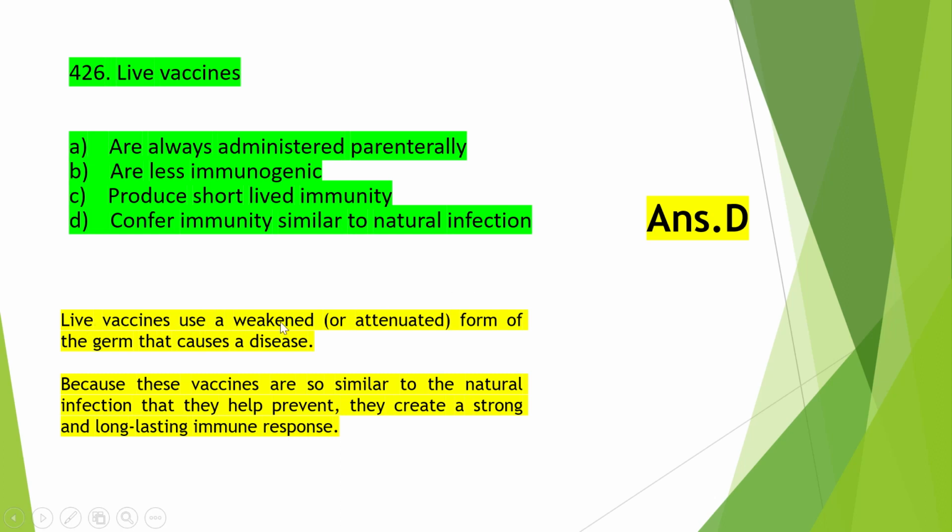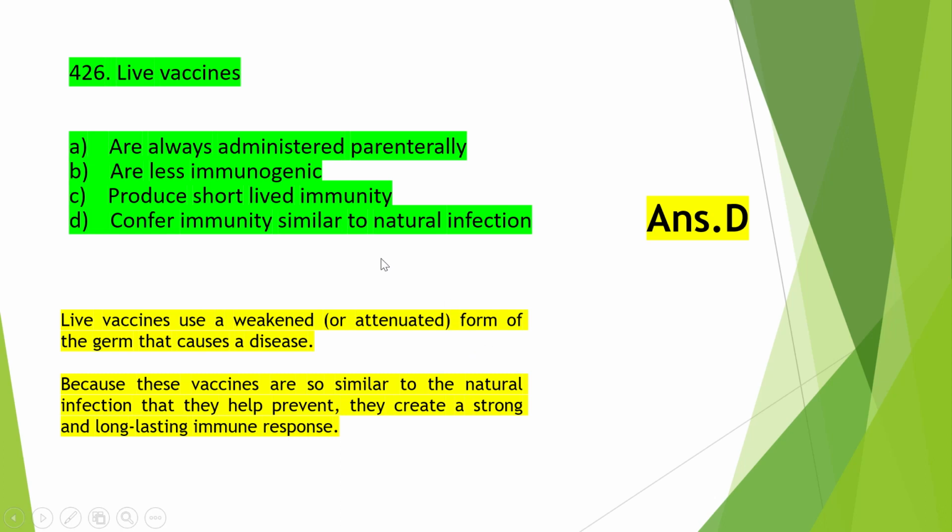Live vaccines use a weakened or attenuated form of the germ that causes a disease. Because these vaccines are so similar to the natural infection that they help prevent, they create a strong and long lasting immune response. Basically in live vaccines the same antigens are injected into the human body, but the antigen is weakened or attenuated, so our immune system will produce antibodies against those antigens, but the human body does not get symptoms of the disease because it is a weakened or attenuated antigen.